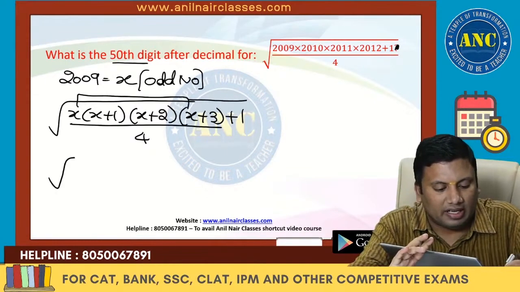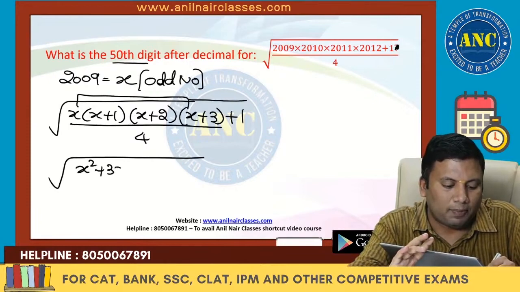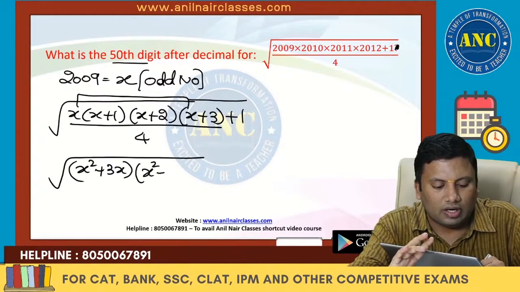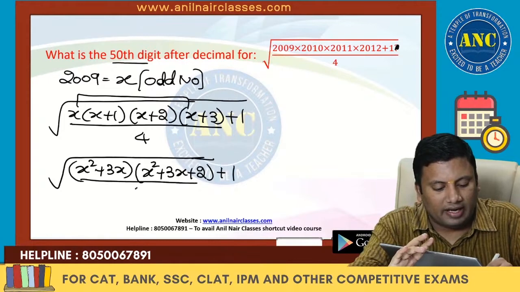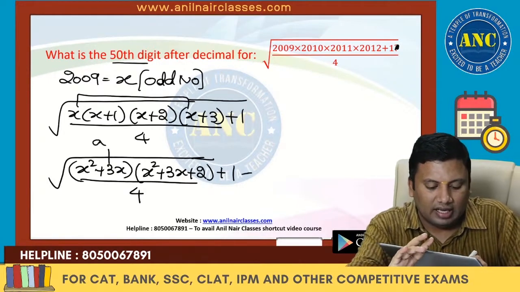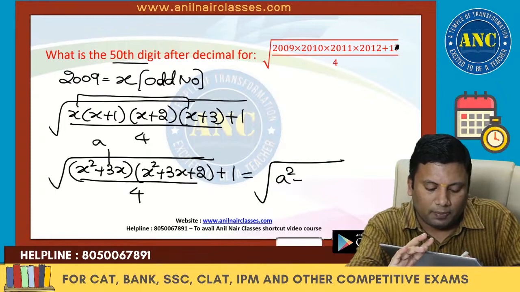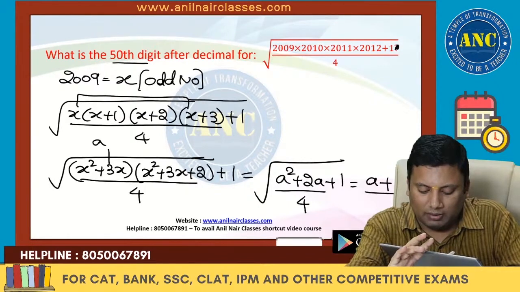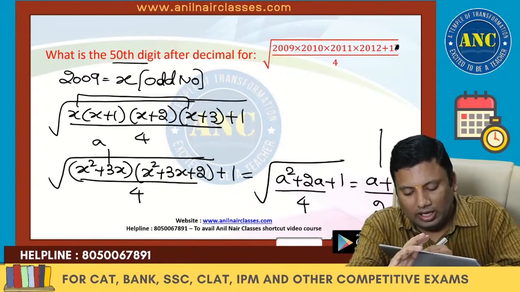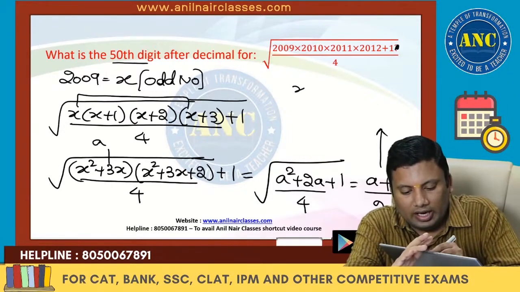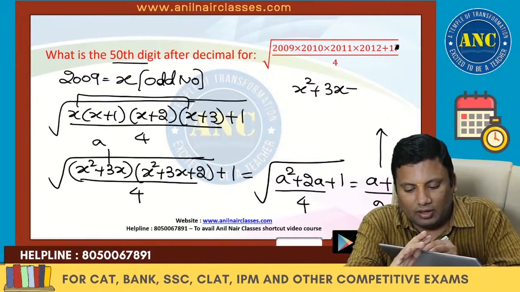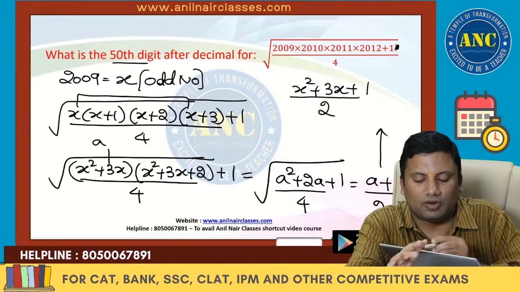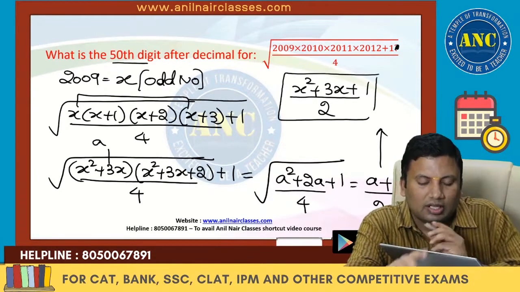First and last, if I take, these are x square plus 3x into x square plus 3x plus 2, plus 1, divided by 4. If I take this as a, this is a square plus 2a plus 1 divided by 4. This is a plus 1 by 2, whole square root. a is x square plus 3x. So the value is x square plus 3x plus 1 by 2. This is the value of the question.